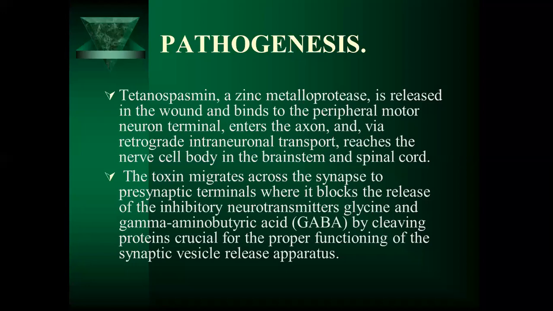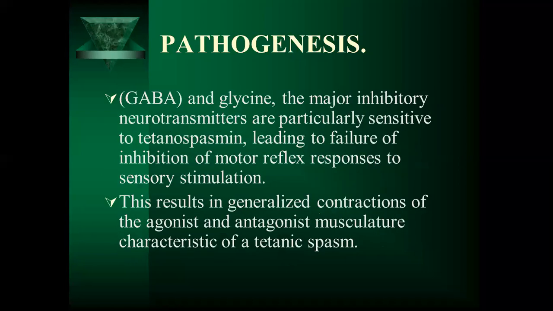So the function of agonist and antagonist is lost. It blocks GABA and glycine. GABA and glycine are the major inhibitory neurotransmitters and are particularly sensitive to tetanospasmin, leading to the failure of inhibition of motor reflex response to sensory stimulation. This results in generalized contraction of agonist and antagonist muscles. So the body becomes fixed, it cannot move, the flexion and extension function is lost, and it remains in tetanic spasm. It is due to loss of all the inhibitory reflexes that command flexion or extension, which are mediated by glycine and GABA. So all that is inhibited.